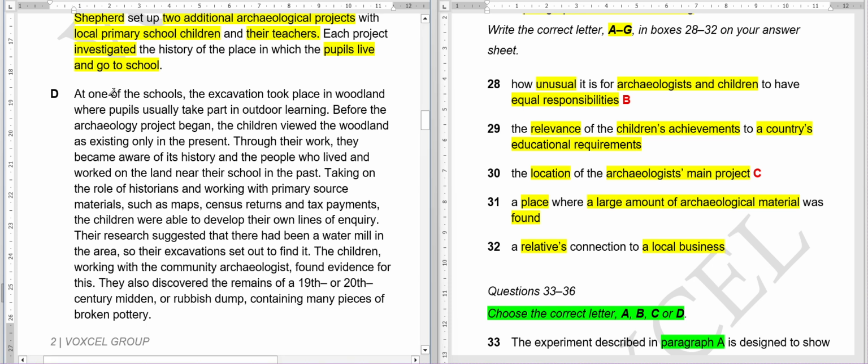Now a lot of schools might have been participating in any particular event, and out of those schools, one particular school's excavation took place in woodland where pupils usually take part in outdoor learning. So where pupils or students usually go to learn something. Before the archaeology project began, the children viewed the woodland as existing only in the present. So before this project, they never cared about the history of that particular place.